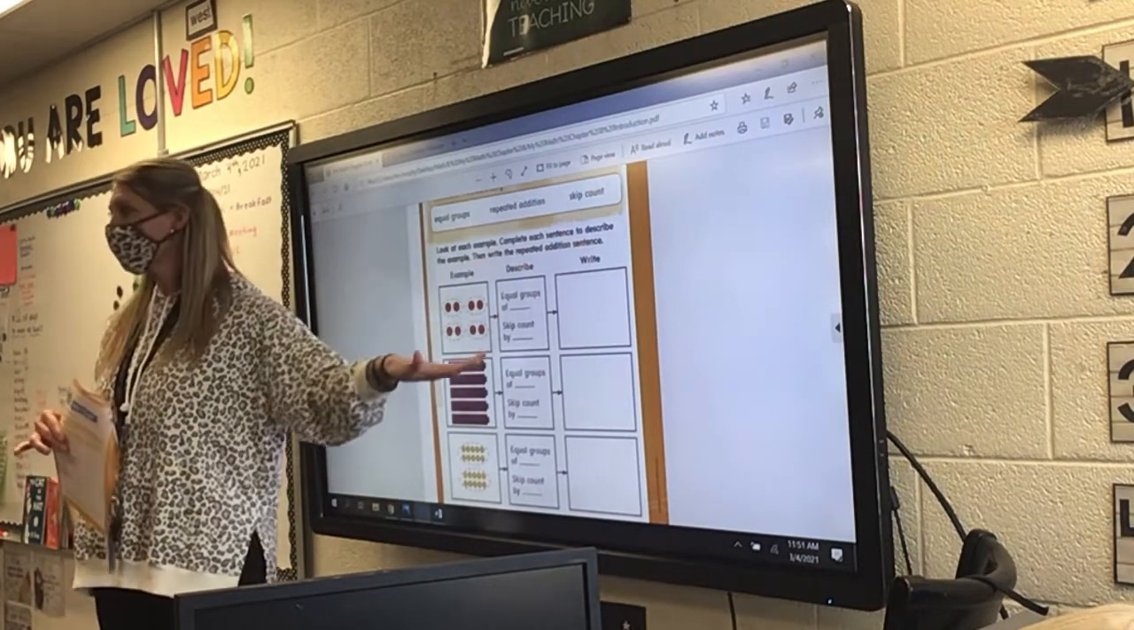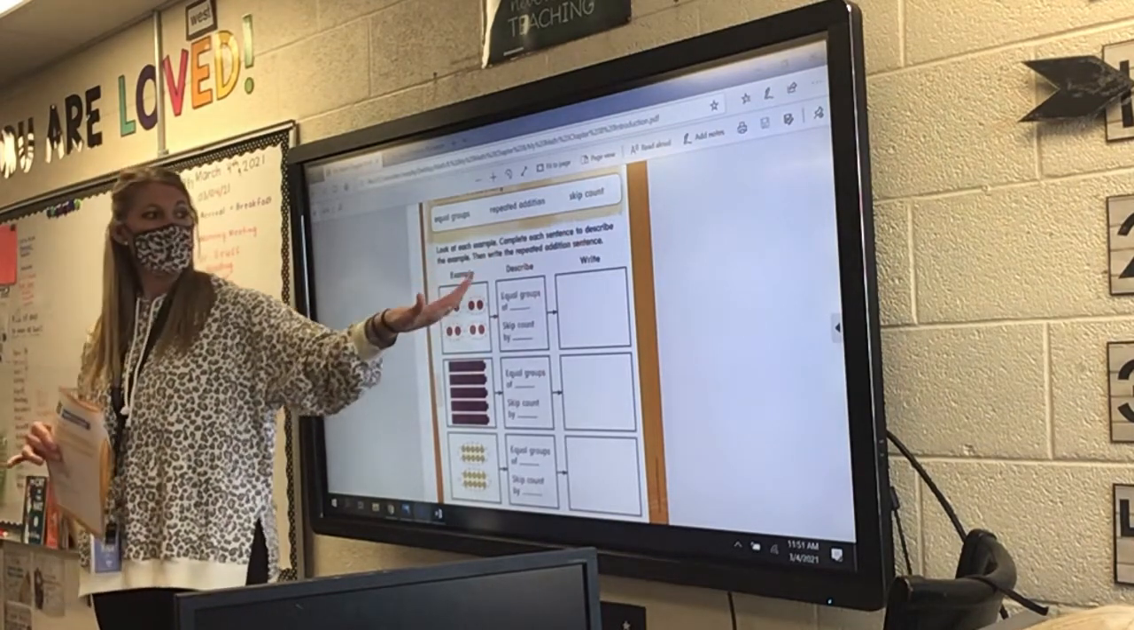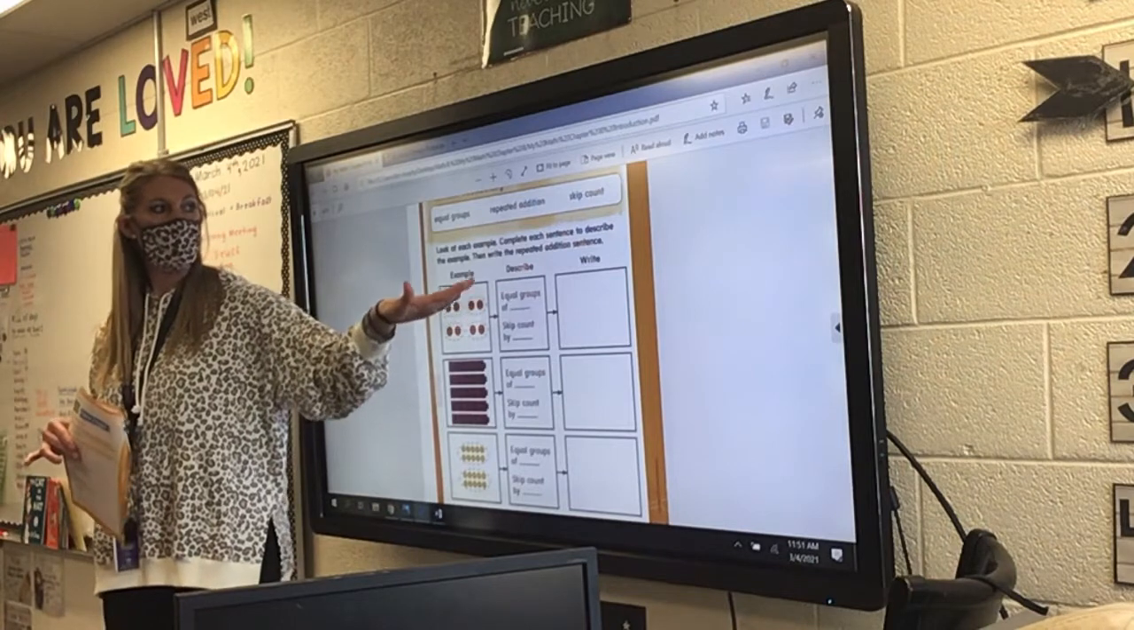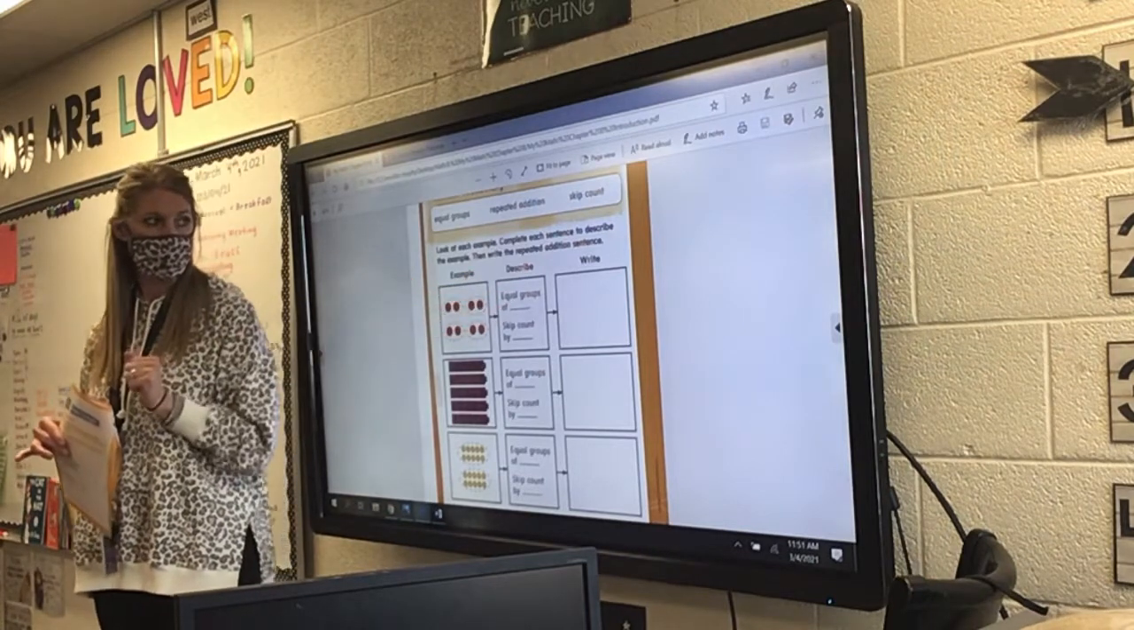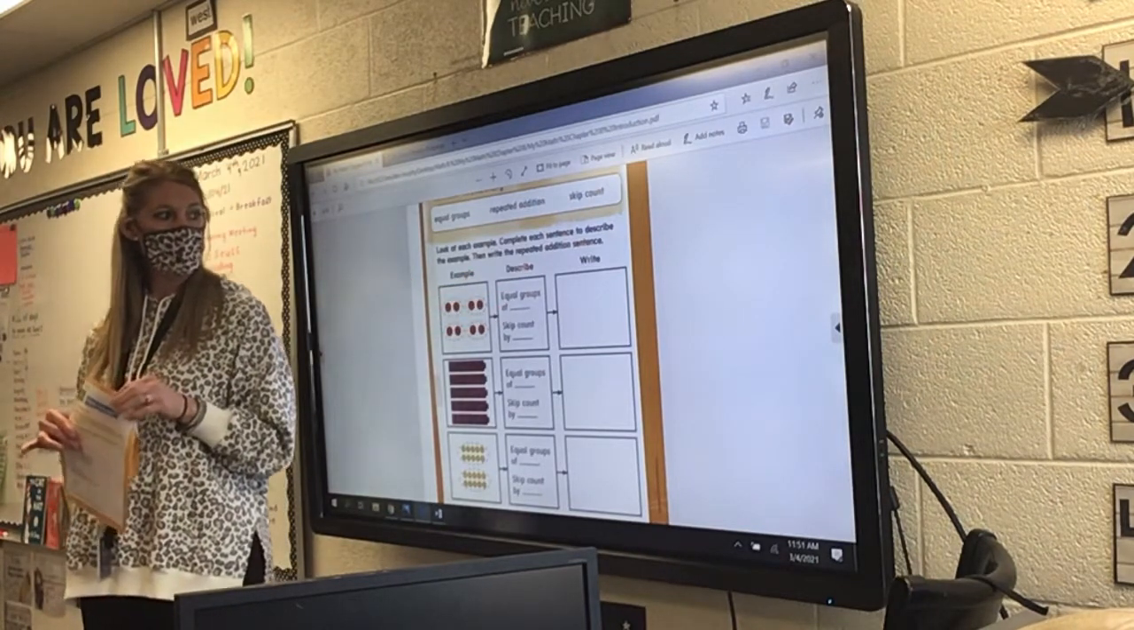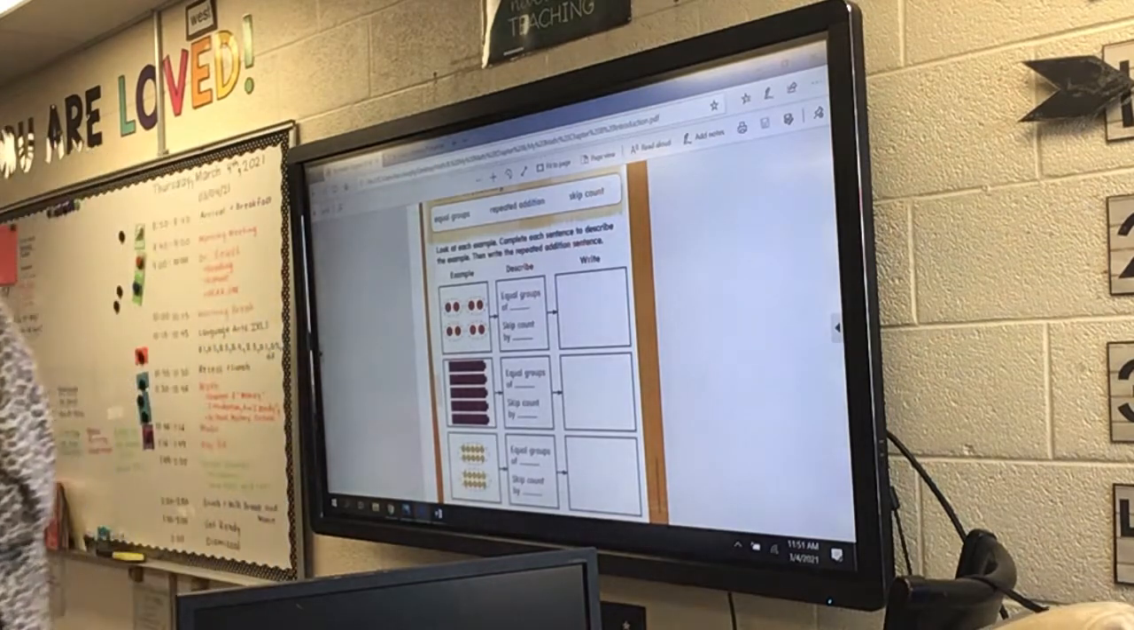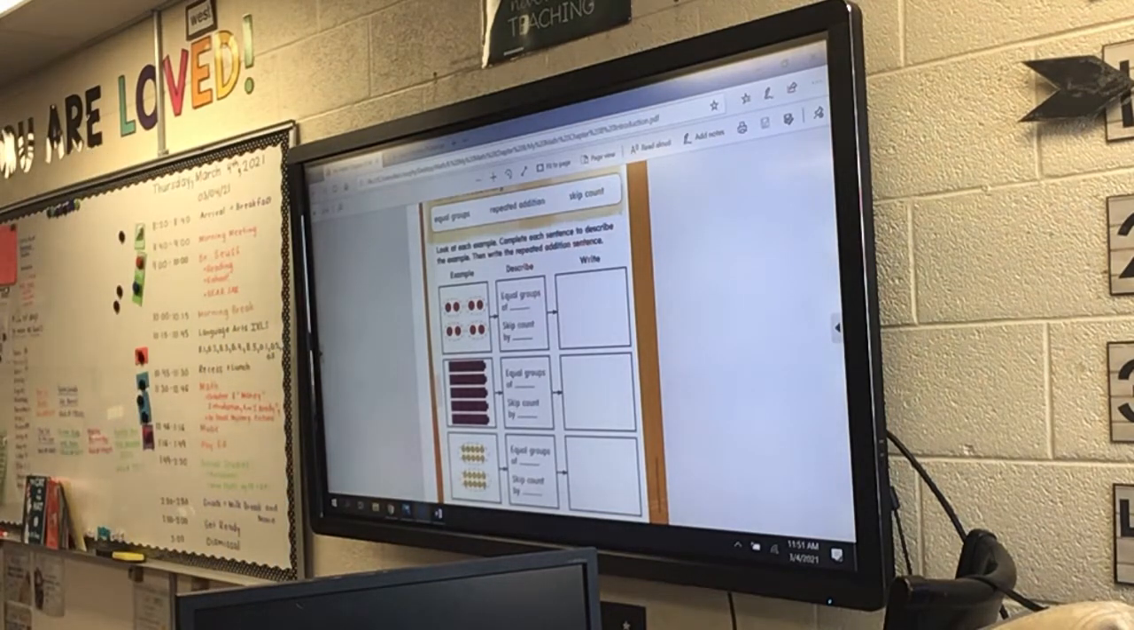So over here it says describe. Equal groups of blank. So what are those equal groups of? What do you think that is? Wyatt, what do you think it is? What was that, Wyatt? I didn't quite hear you. Equal groups. Of what, though?